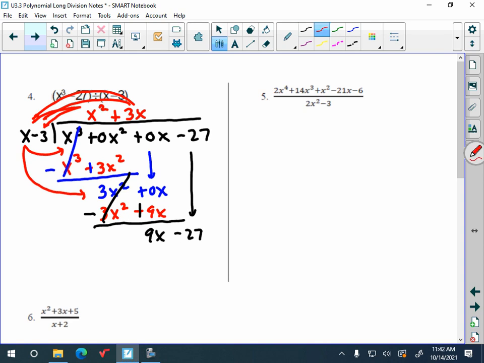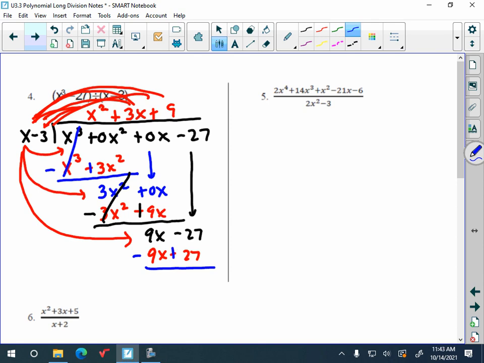We'll do this one more time. X times what is 9x? Plus 9. We'll distribute 9. 9x minus 27. Draw a line, change the signs to their opposites, add down, remainder 0 again. So our answer, x squared plus 3x plus 3.